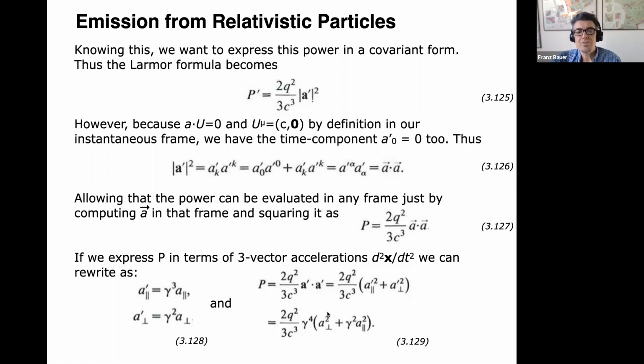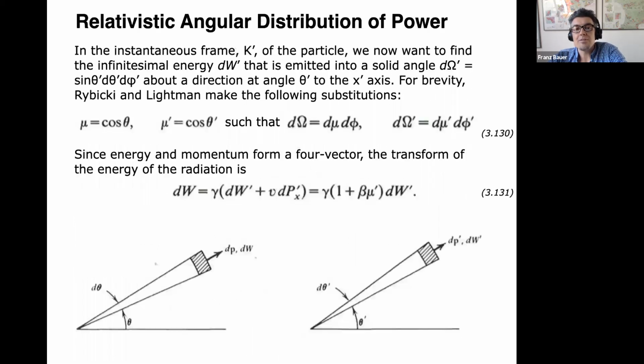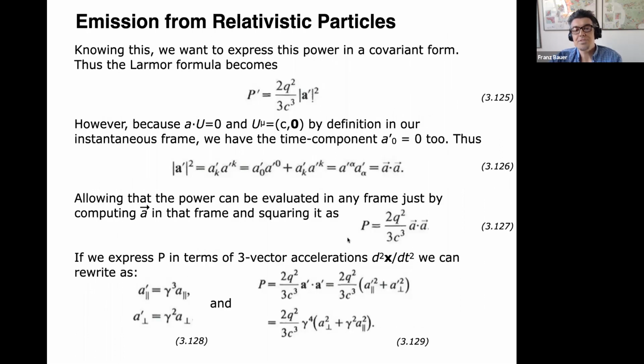And so when we transform these accelerations, we end up getting a huge boost here. And so how can this be? We have strong Lorentz transformations in the acceleration, but this total power ends up being equal. And so part of this, we want to look at the angular distribution here, just to see what's actually going on.